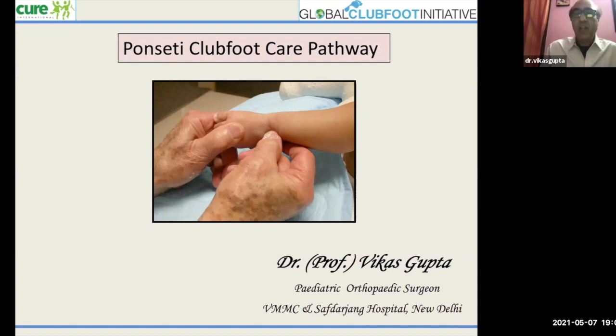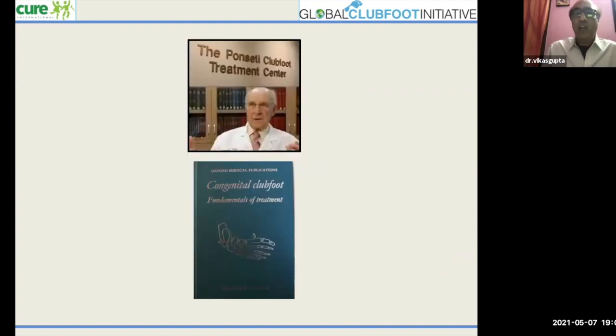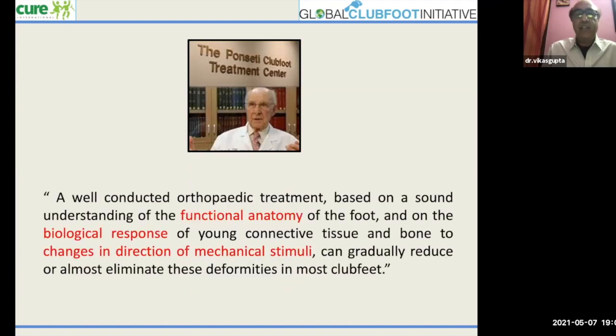Now, I hope those of you who are interested in clubfoot must read this master book by Ponseti himself. And this paragraph is basically the crux of this book, which says: a well conducted orthopedic treatment based on a sound understanding of the functional anatomy of the foot and of the biological response of young connective tissue and bone to changes in the direction of mechanical stimuli can gradually reduce or almost eliminate these deformities in most clubfoot. Now, it may sound very confusing to a beginner, but I'll simplify.